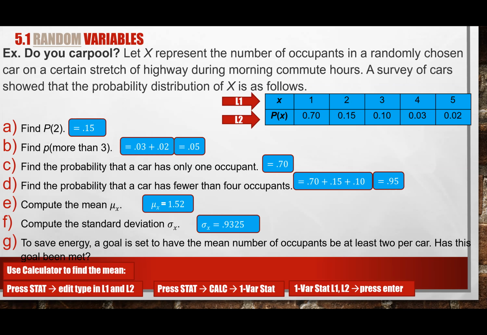So question here, any question on how to utilize your calculator, any question on how I got my mean from the calculator, or how I got my standard deviation from the calculator?